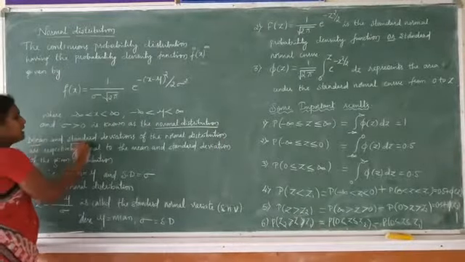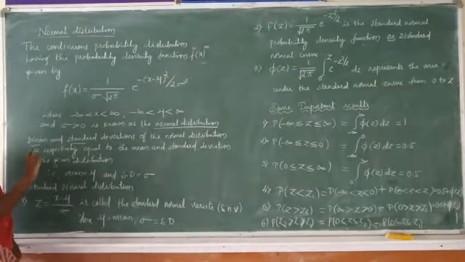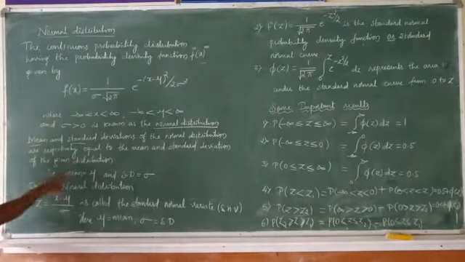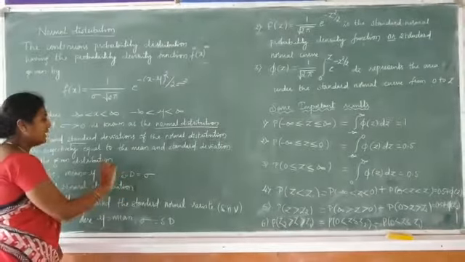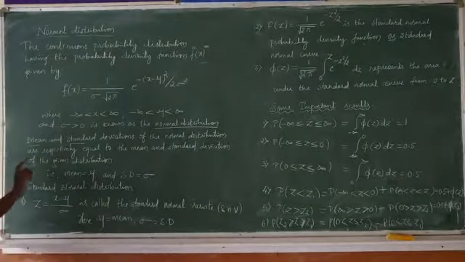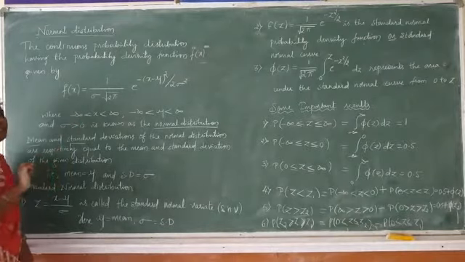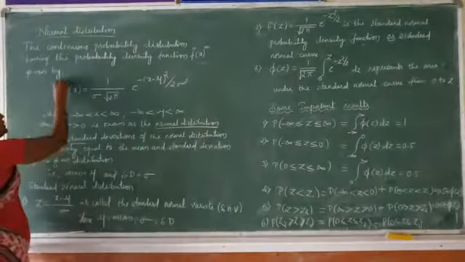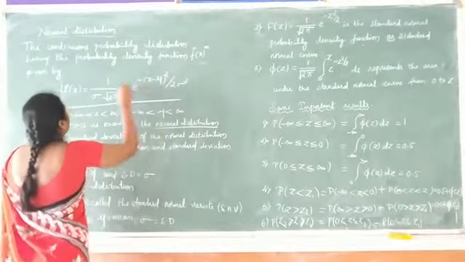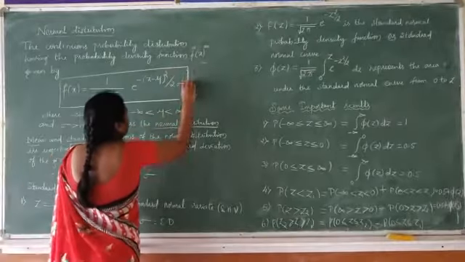Next, the mean and standard deviation of this normal distribution are nothing but mu and sigma only. Mean is given by mu, standard deviation is given by sigma, because here we don't have separate expressions for mean and standard deviation. This is the normal distribution formula.